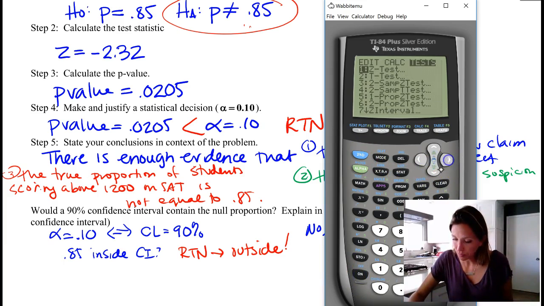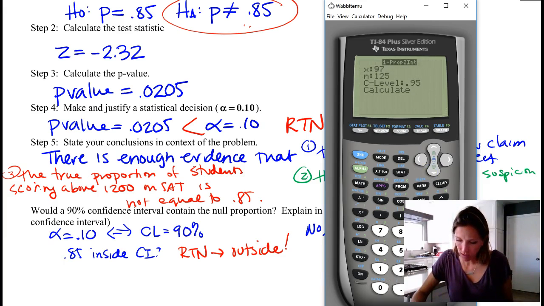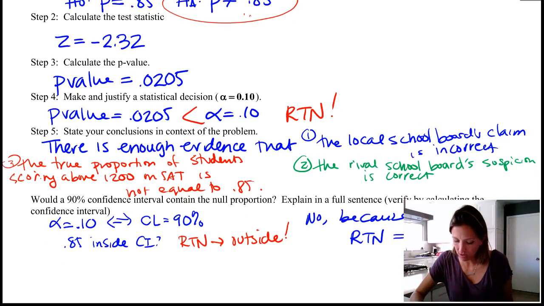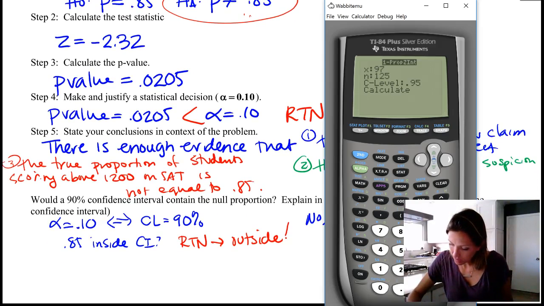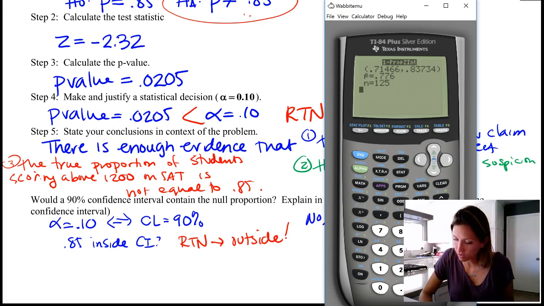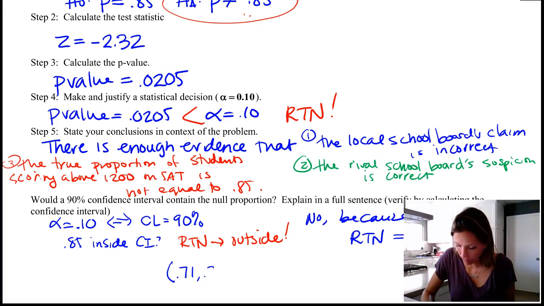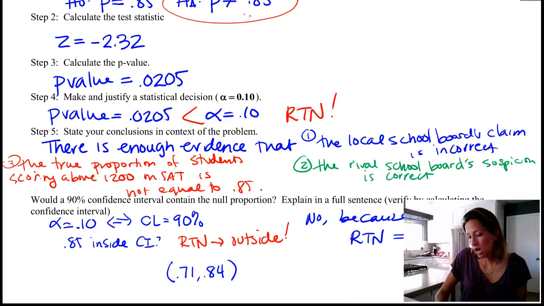So stat, and we'll go past the test all the way to the interval. What were our numbers again? I never wrote them down. 97 out of 125. 97 out of the 125 with a confidence level of 0.9. So 0.85 should be outside of this value, and we can see 0.71 to 0.84. I'll round it a lot because I don't care so much for this one. But yes, 0.85 would be outside of that particular range, which is exactly what we expected.